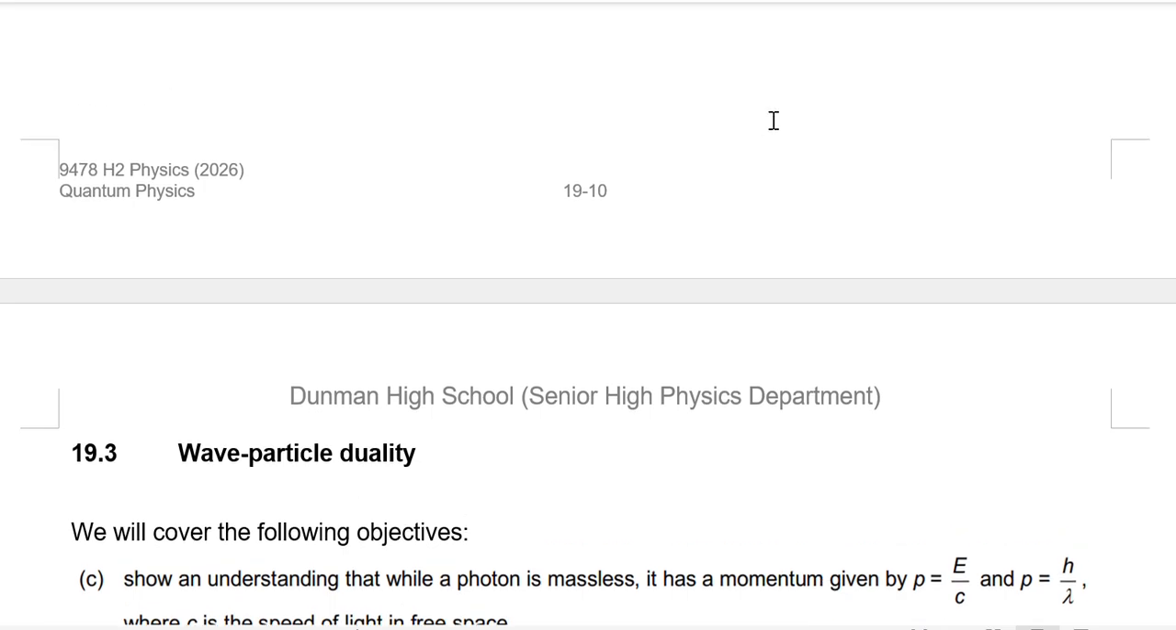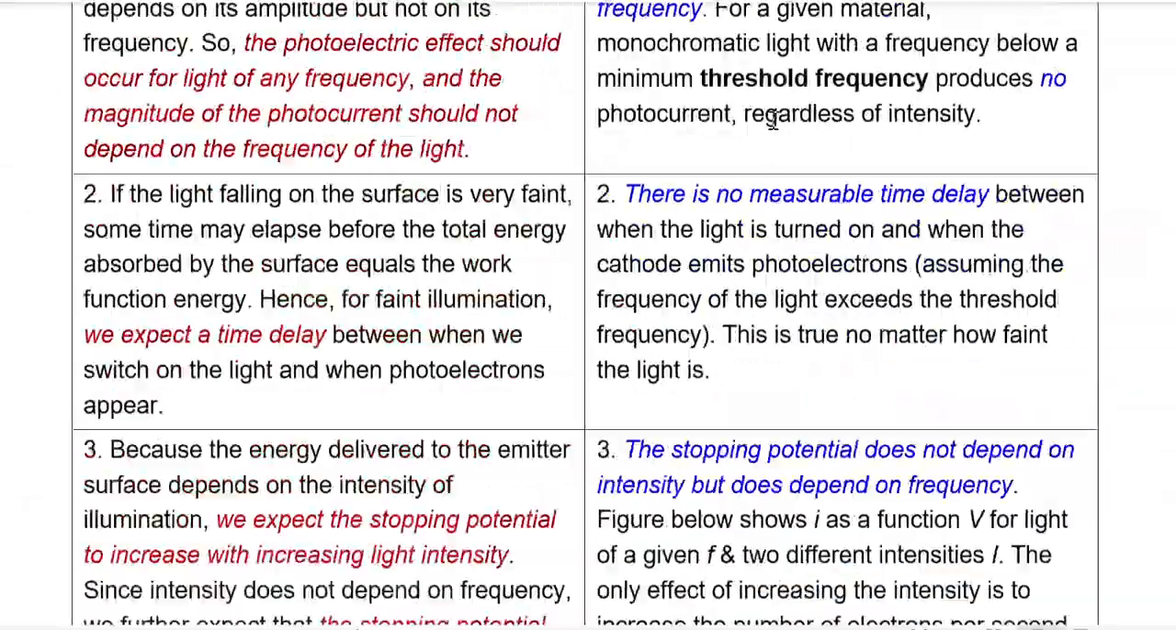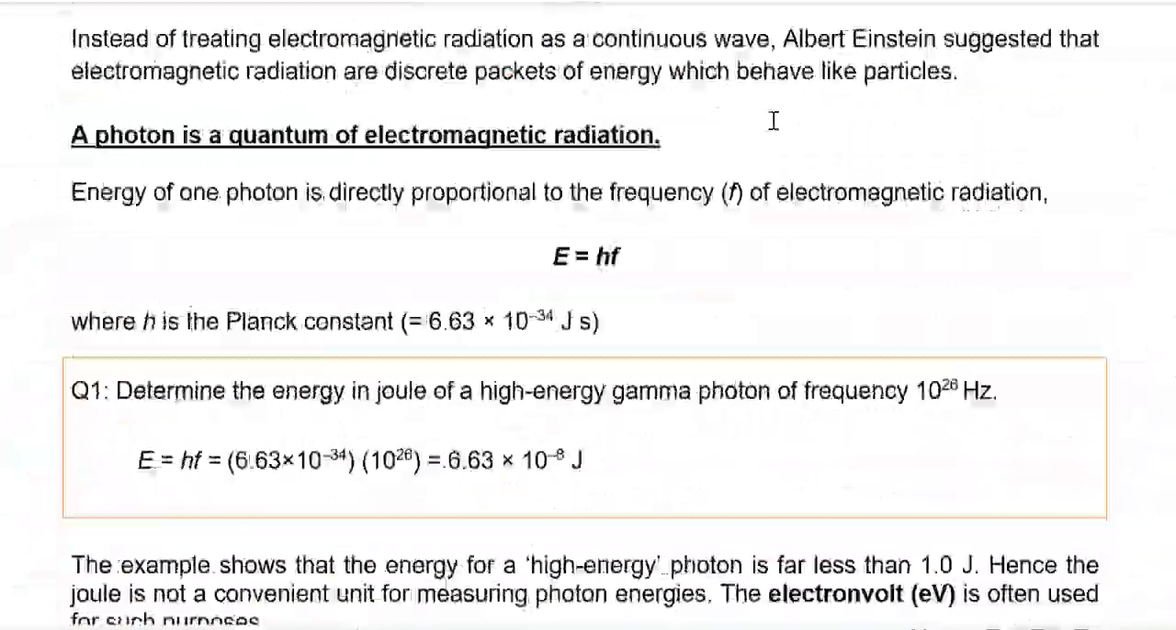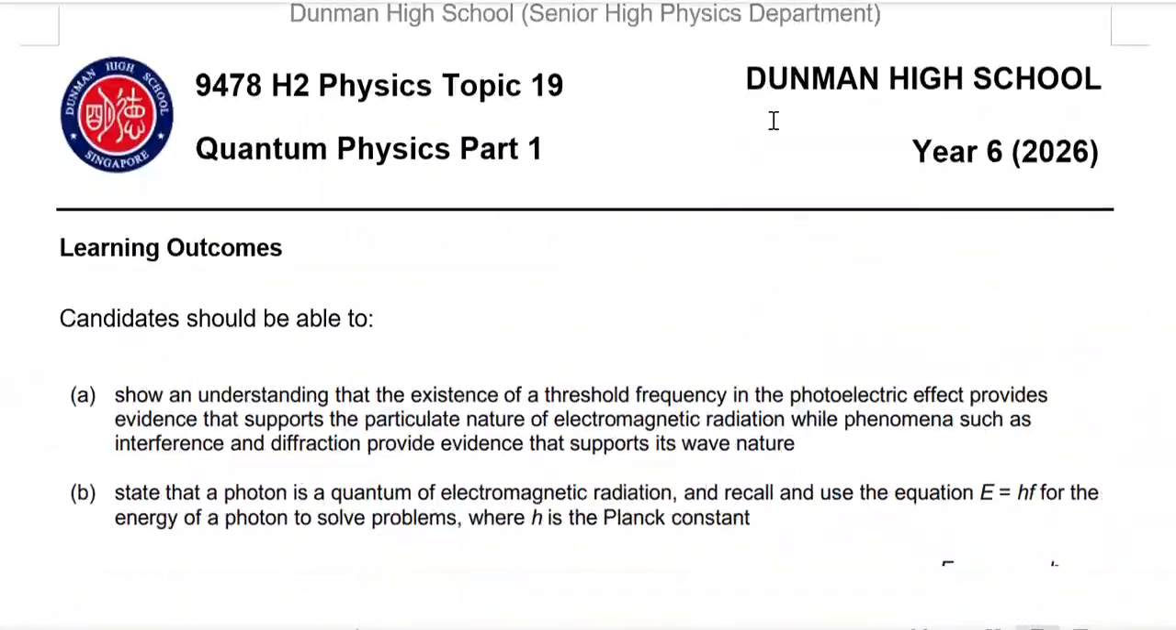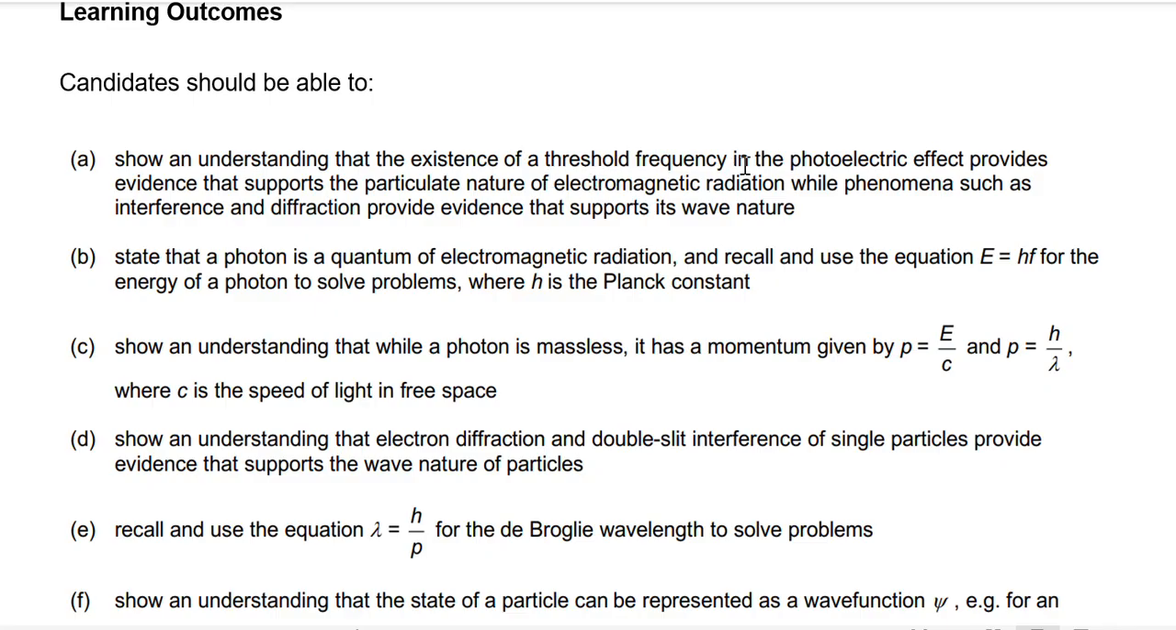With that, it ends the first part of the lecture. I'll just briefly cover what we've gone through. We've finished LO A and B. So understand the existence of threshold frequency in the photoelectric effect. We talked about that. Provide evidence that supports the particulate nature of electromagnetic radiation, which is what Einstein suggests. Light is a photon with energy equal to hf. That's the particulate nature of electromagnetic radiation, whereas phenomena such as interference and diffraction provide evidence that support its wave nature. That one we discussed also.